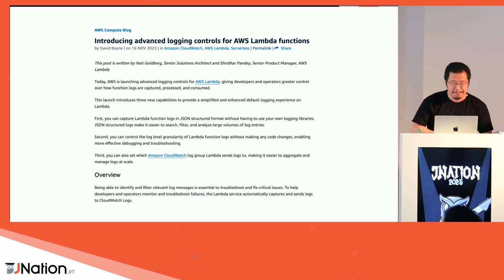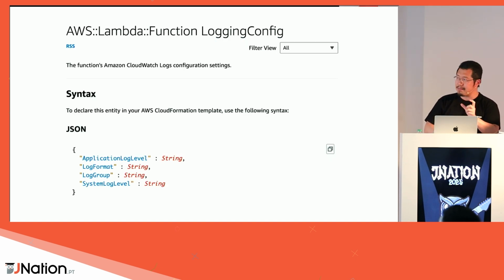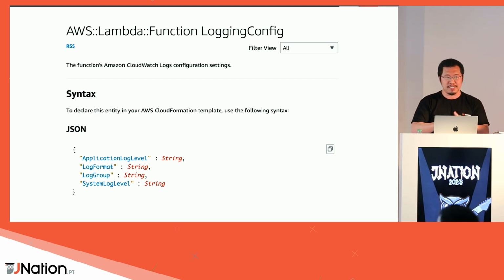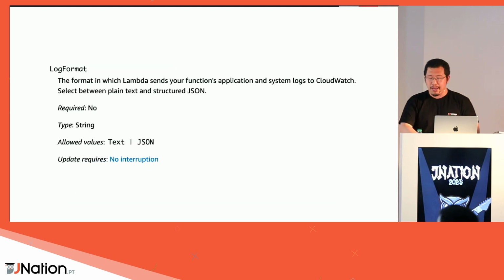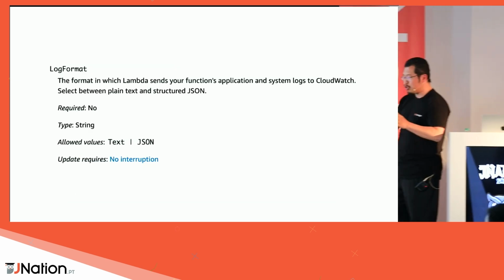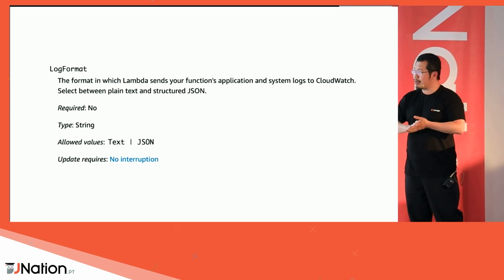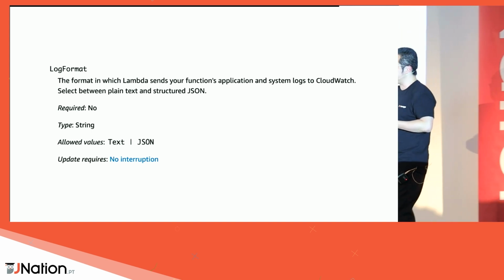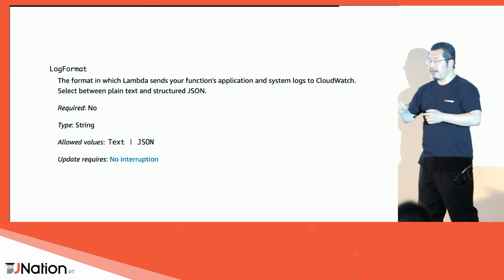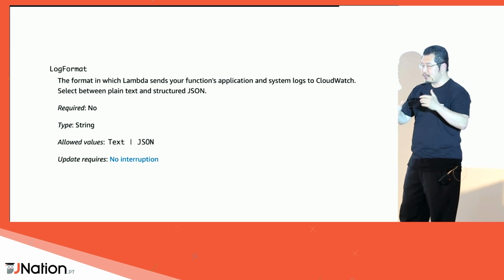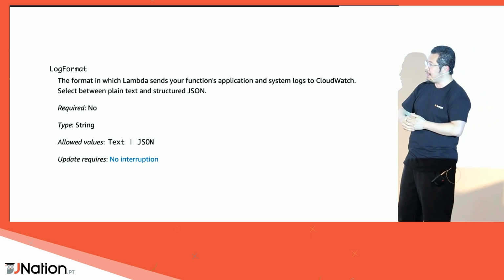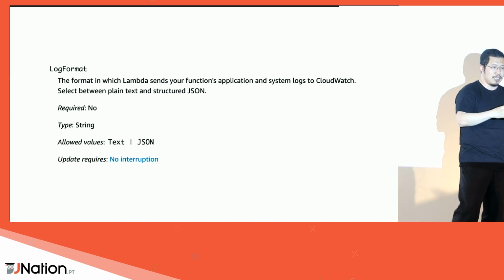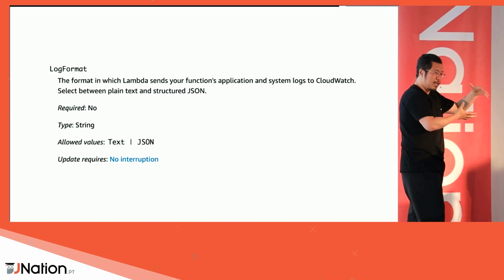I guess it's been about 2 years now, Lambda advanced logging controls, which allows you to configure on your Lambda function, and you can do this both through the CLI, SDK, as well as any infrastructure as code tool, a log format. So this setting allows you to say, for my Lambda function, whatever I'm writing to send it out, by default, is going to be treated as a text message. But you can say, OK, my system wants to have structured logging, so please wrap my message into a kind of simple JSON structure.